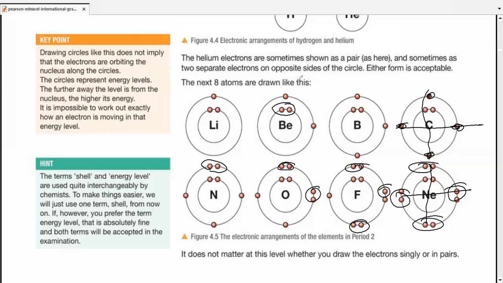Because this is simply an addition of one electron at every step, moving all the way from lithium to neon and completing the 8 electrons in the second shell. Every single one of the atoms shown over here already has the first shell full. So they are filling the second shell from 1 electron in lithium, 2 in beryllium, boron, carbon, and all the way to 8 electrons in neon. You can draw electrons singly or in pairs, but it's better to draw them in pairs. Let's move on.